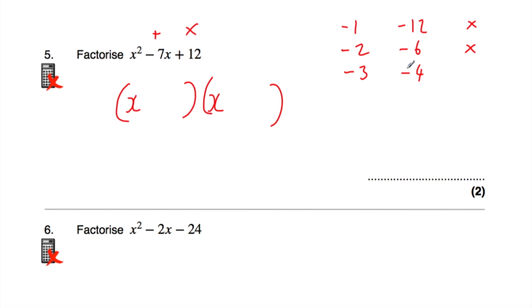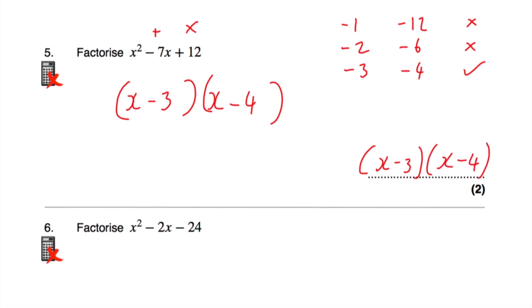And negative 3 plus negative 4, well, when you add a negative, you go down. Negative 3 take away 4 would be negative 7, so that's the option we want. So it would be x minus 3, x minus 4. And that's our answer, x minus 3, x minus 4. And that's it.